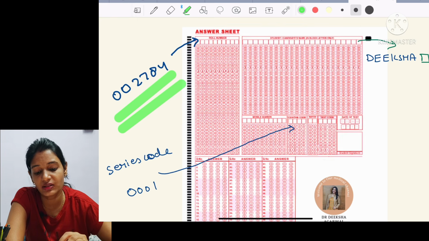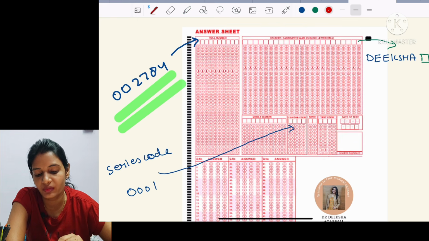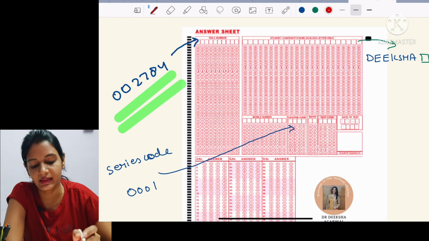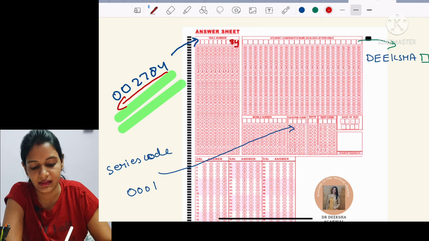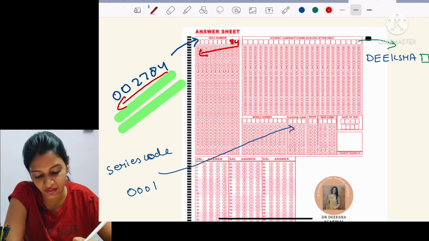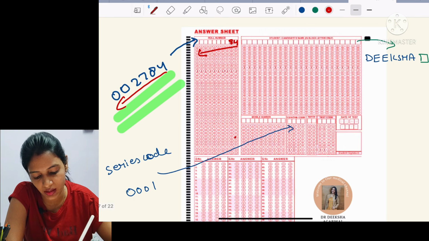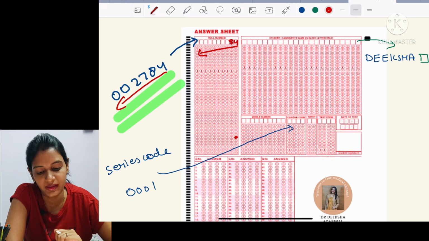You have to start filling the roll number from the end. You don't have to start from the 0. Suppose you have 4 in the end, so you have to write the 4 here, then 8 here, and you have to follow the order in this manner, and you have to mark that column in these options also. If you have 4, you have to mark the 4 here. By this you have to fill your roll number here.